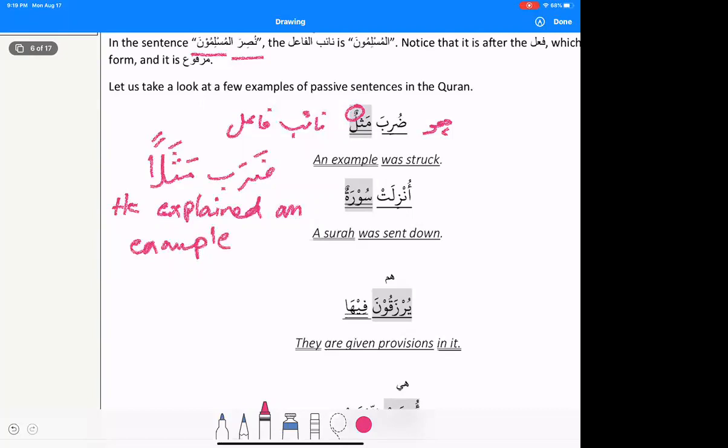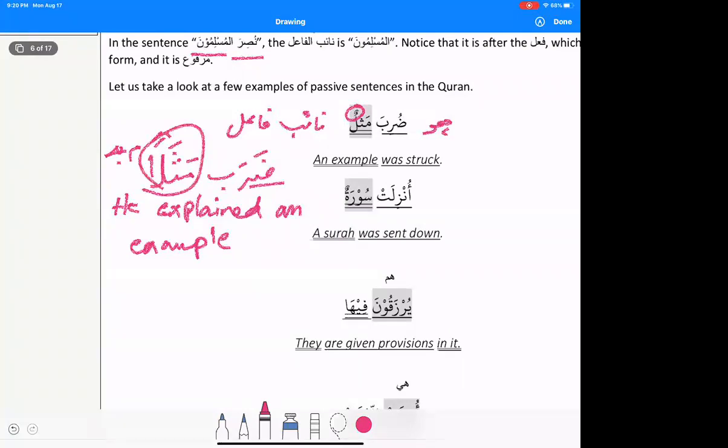He explained an example. So this is how we're going to say daraba mathalan. This is our fail, huwa, and mathalan is our mafulun bihi over here. But now when we change into passive, we say duriba mathalun. So same mathalan basically changed into the rafa version, and this is our naib fail now.